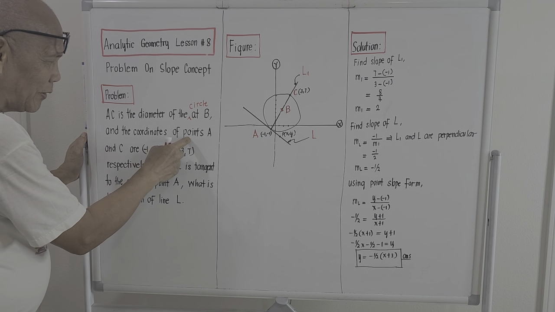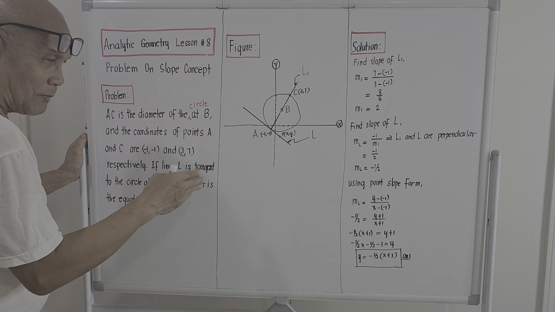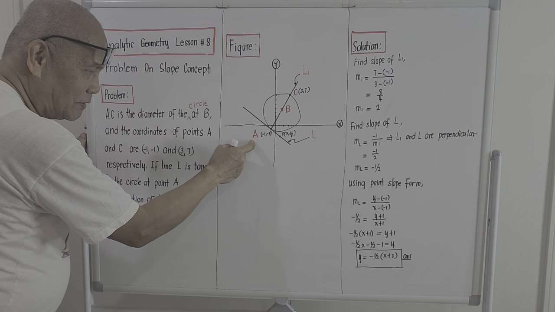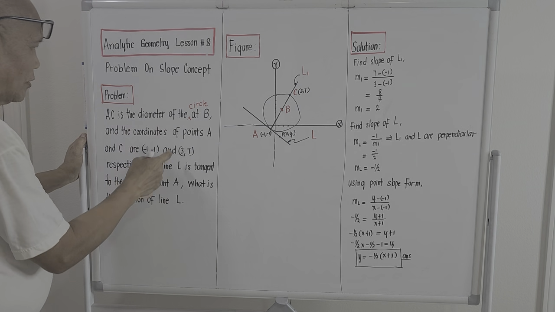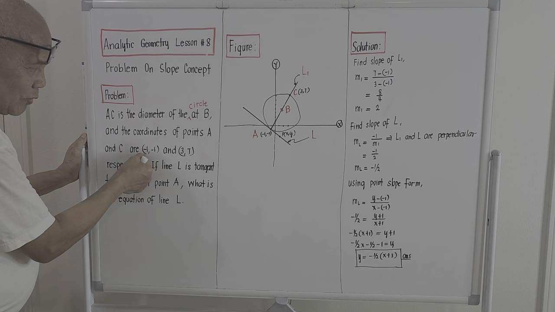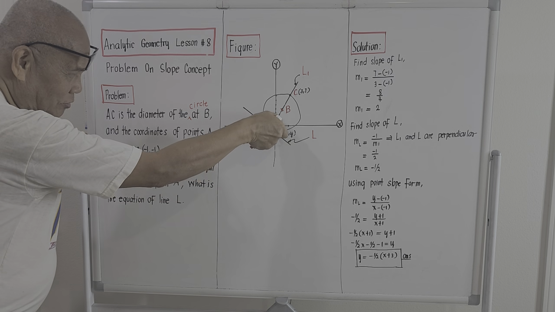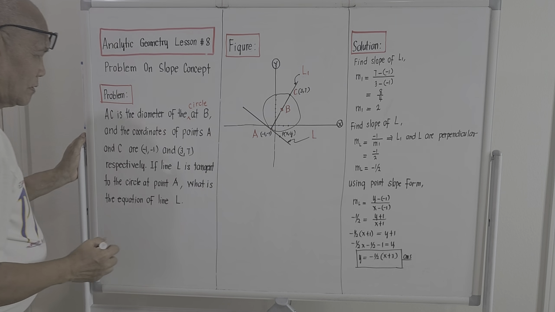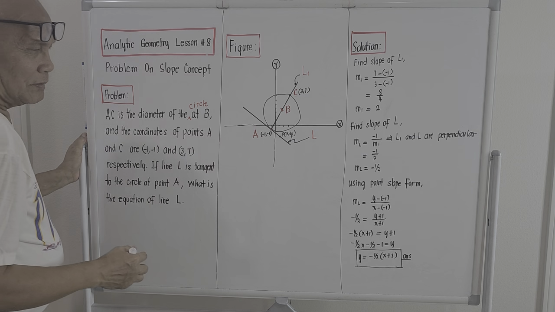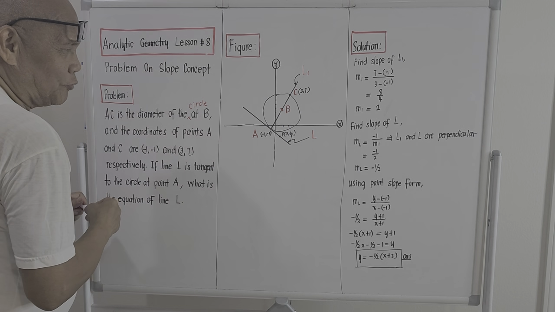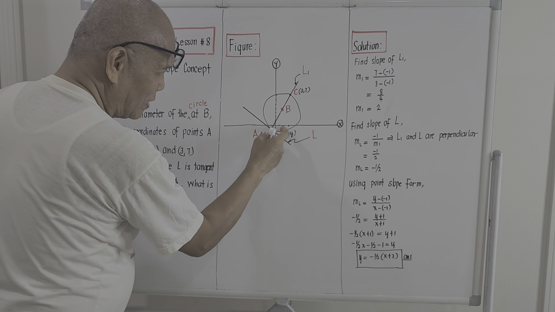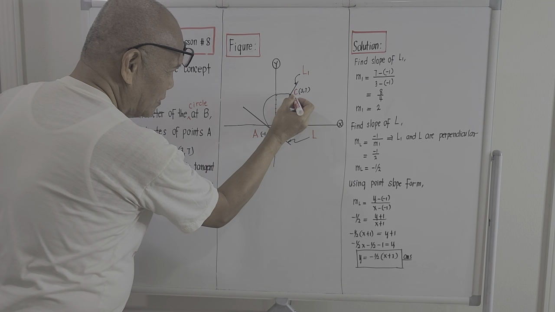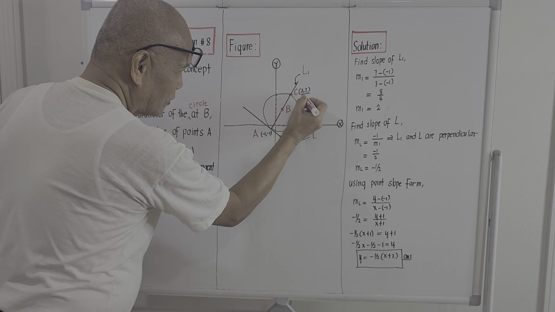The problem gives us the coordinates of points A and C. The coordinates of points A and C are negative 1, negative 1, this is point A, and 3 and 7, this is point C. If we try to locate this one, the abscissa will be 3, this is 1, 2, 3, and the ordinate will be 7. So 3 and 7, it will be this point here.